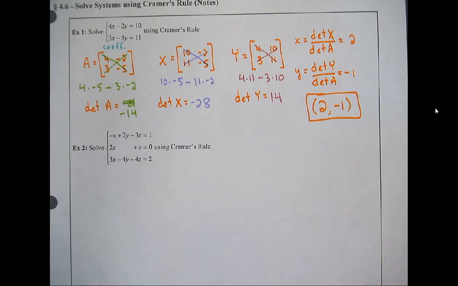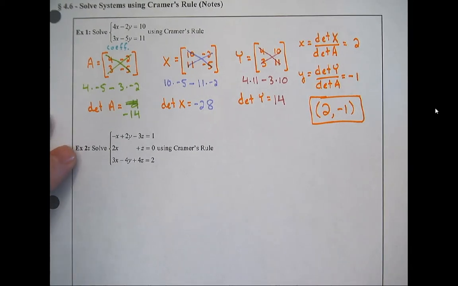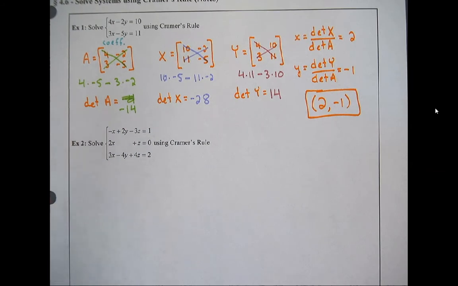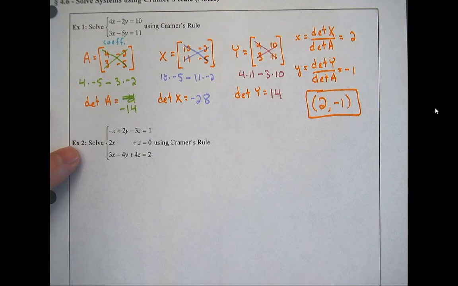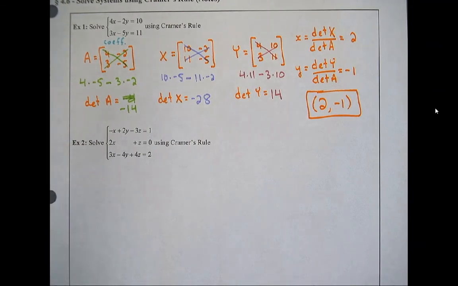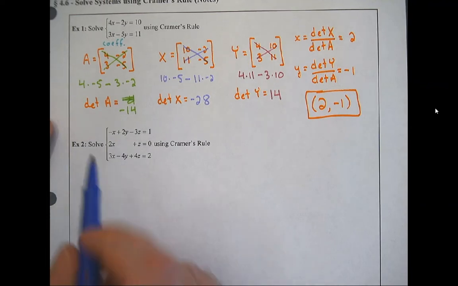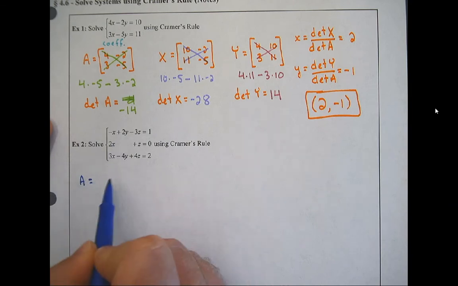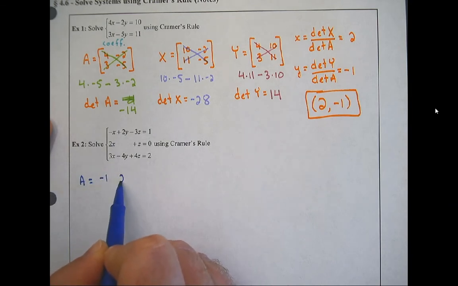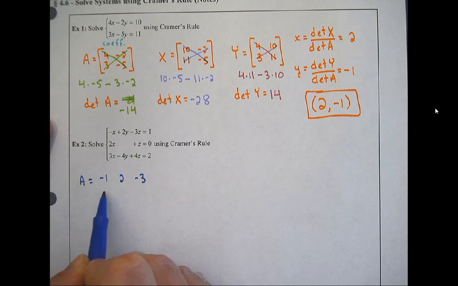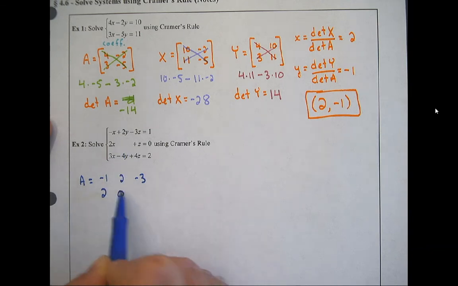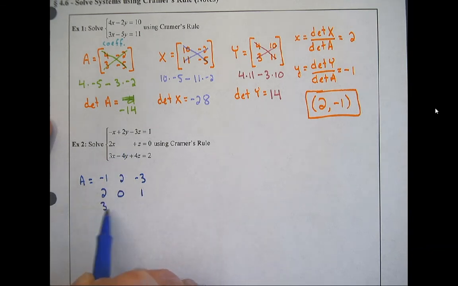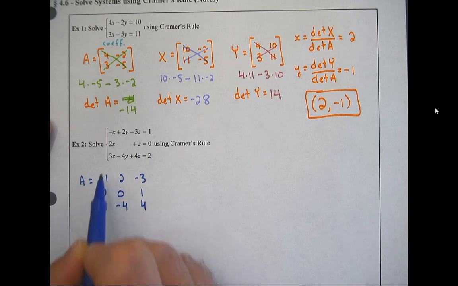All right. So, Cramer's rule. You could do Cramer's rule with a 3x3 as well. I wouldn't probably recommend it if you have the choice, but if you have to do it by Cramer's rule, you need to set up a matrix for the coefficients. So I'm going to call that the A matrix. My coefficients are negative 1, 2, and negative 3, 2, 0, 1, 3, negative 4, 4.